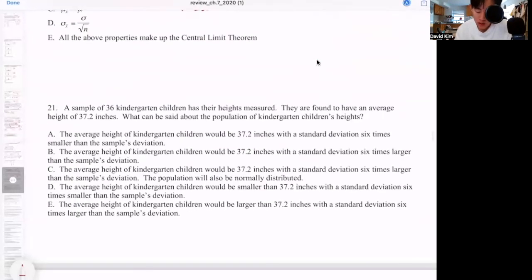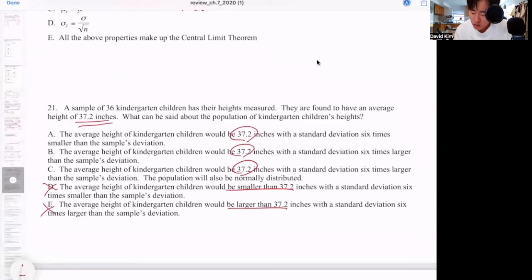21, a sample of 36 kindergarten children has their heights measured. They are found to have an average height of 37.2. What can be said about the population? So the population should also have 37.2. So D and E would be smaller or larger than 37.2. We're not going to take anything more or less than 37.2.